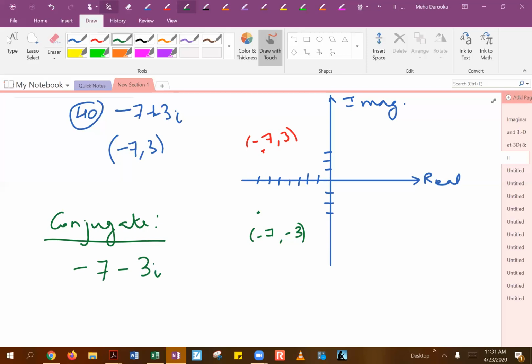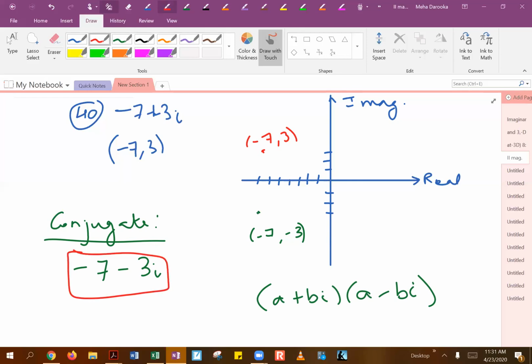And if you remember from section 4.1, we had basically talked about how for a plus bi, its complex conjugate is going to be a minus bi. So that's basically what happens: the plus 3i from the original number will end up becoming minus 3i in the complex conjugate. So that's going to be your answer.